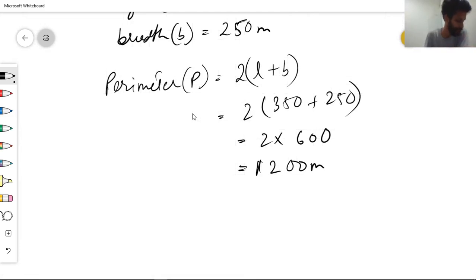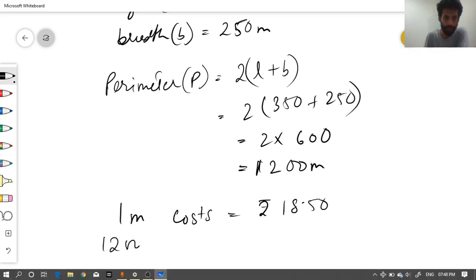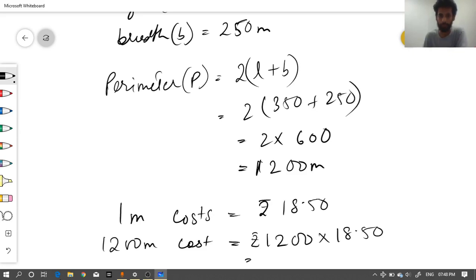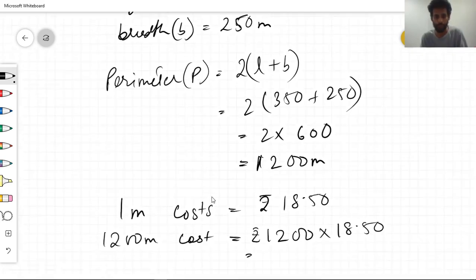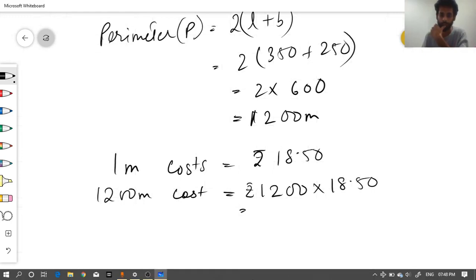Now for fencing this, 1 meter costs how much? 1 meter costs rupees 18.50. So 1200 meters will cost how much? 1200 into 18.50 rupees. We have to multiply it. If 1 meter costs this, 1200 will cost, so we have to multiply that part. Just multiply it.